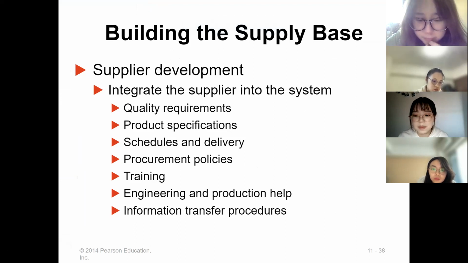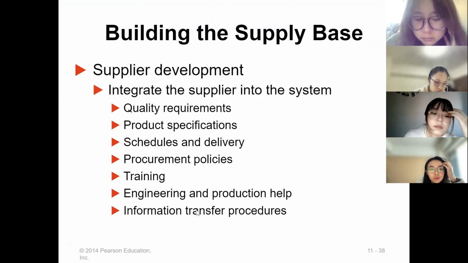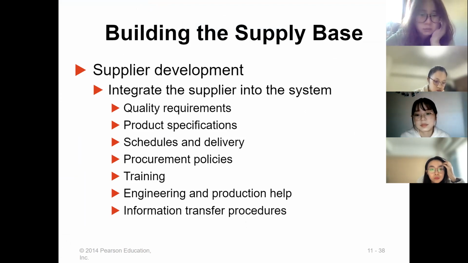I have been to suppliers and taught them how to interpret the drawing, to look at the drawing and understand it. So that is help and assistance. And also information transfer procedures, like I think Yuki mentioned just now. How do you actually convey important information? Changes happen frequently.